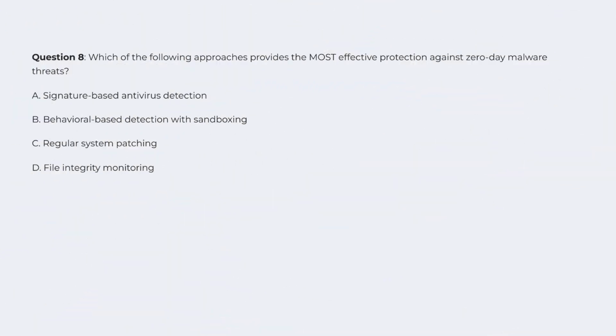Question 8. Which of the following approaches provides the most effective protection against zero-day malware threats? A. Signature-based antivirus detection. B. Behavioral-based detection with sandboxing. C. Regular system patching. D. File integrity monitoring.